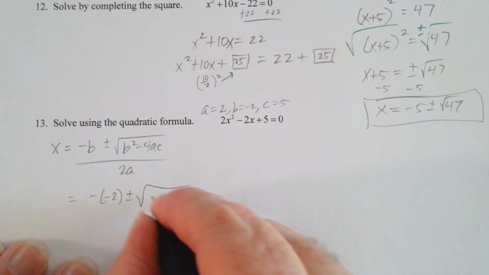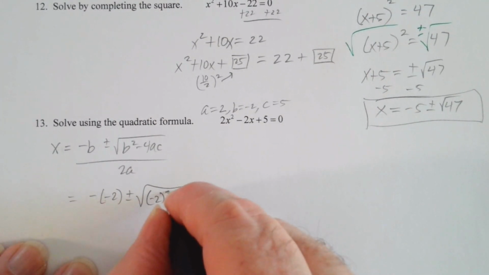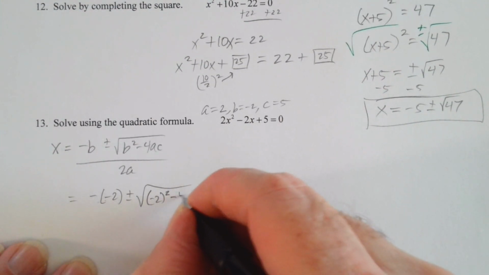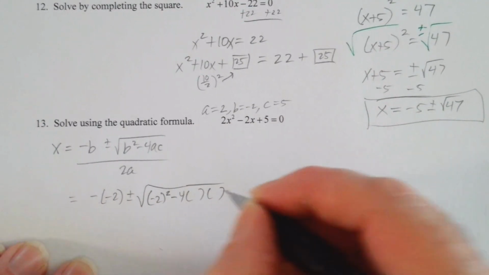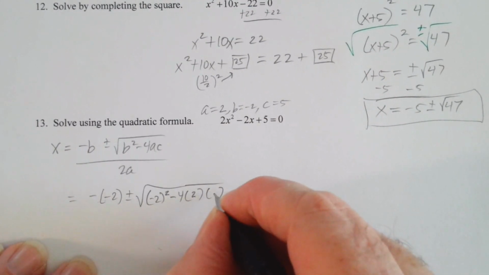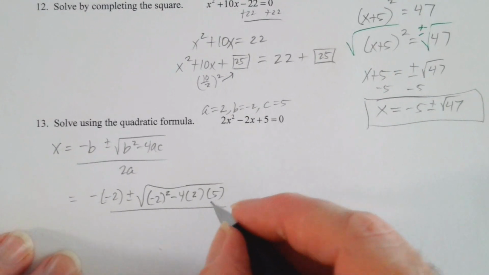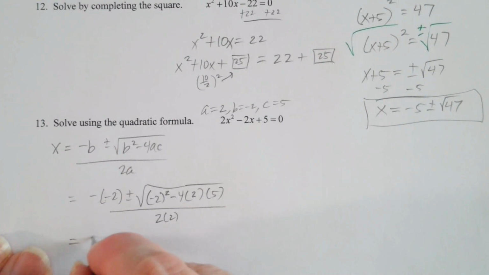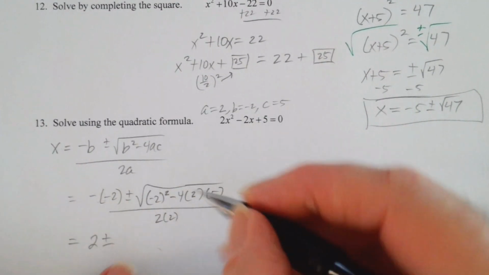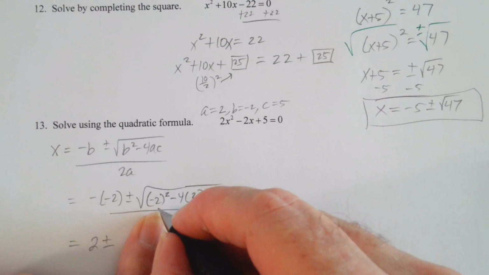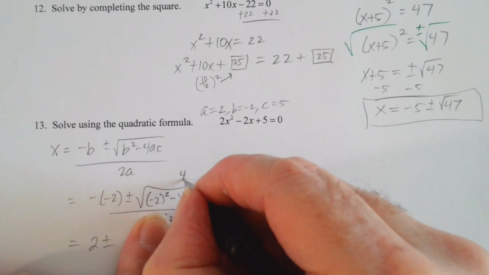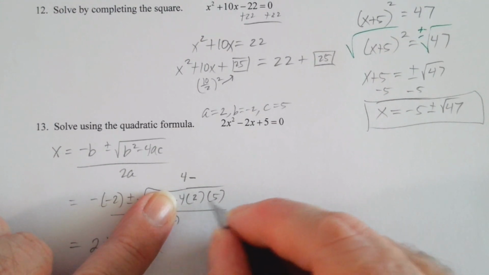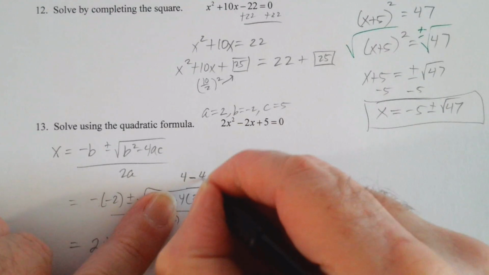Plus or minus square root. Again, B is -2 squared. Notice I'm squaring -2. That's B squared minus 4 times AC. So A is 2 and C is 5. And then over 2 times A, or 2. So we're going to get 2 plus or minus. Now notice here, this is -2 squared, and -2 times -2 gives you a +4, minus, we have 4 times 2 times 5, that's 8 times 5, which is 40.